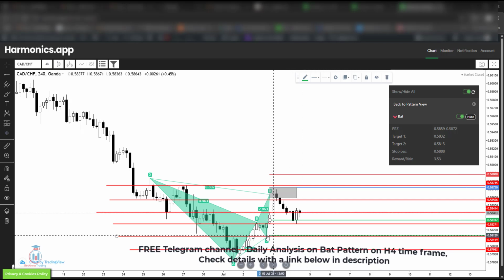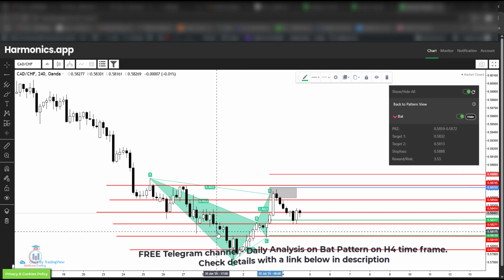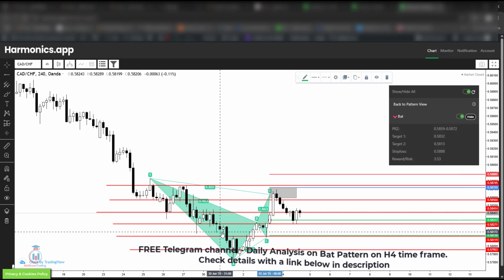Let's see, the second take profit is very close to the support level, and we can see these wicks, when the price goes below this area of support, these wicks are showing where the price managed to reach.